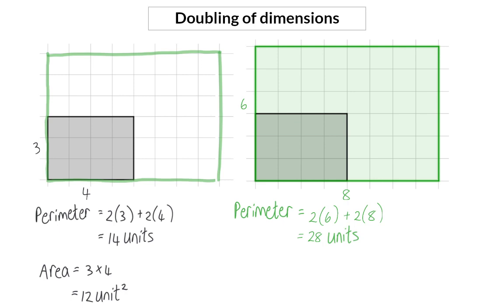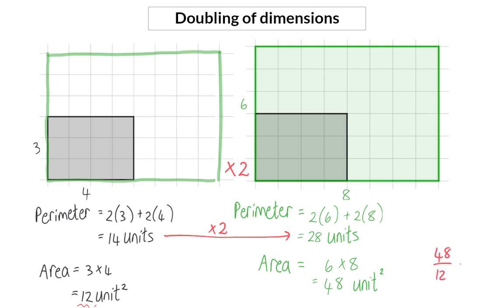So from this we can see that when all the dimensions are doubled, the perimeter of the shape will also double. Now let's see what this doubling of dimensions will do to the area of the shape. The area will now be 6 times 8, and that will give us 48 units squared. So here the area wasn't simply doubled, because double 12 would have given us 24. But if we take the 48 and divide this by 12, you will see that in actual fact this area has become 4 times bigger.